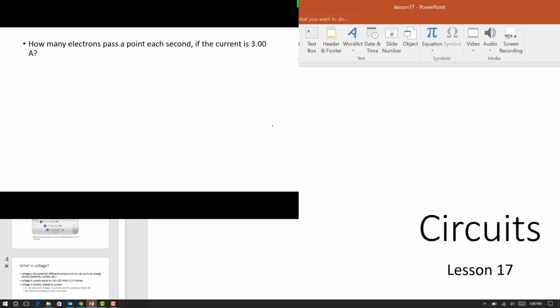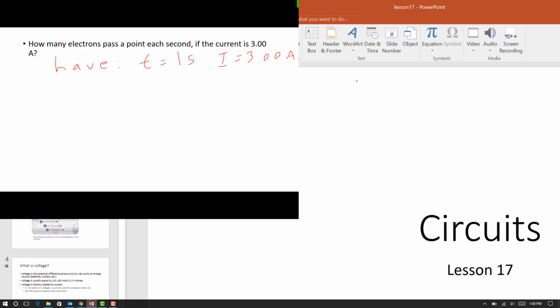All right, so what do we have? We are given time is 1 second, right? It tells us how many each second. So it's nice this problem didn't give us minutes or hours. And then we're given current is equal to 3.00 amps.